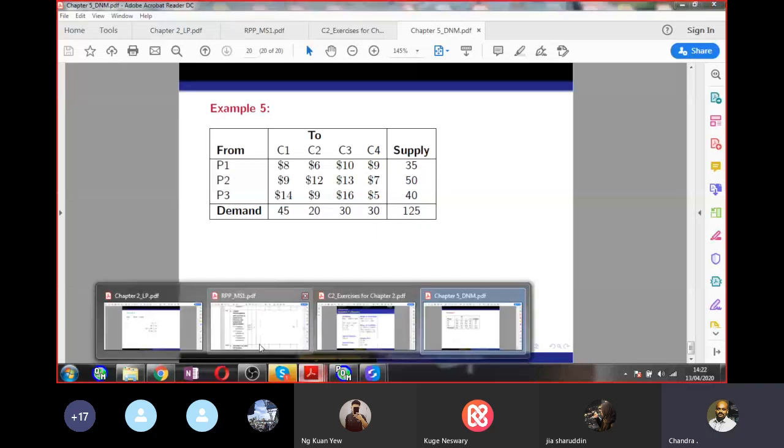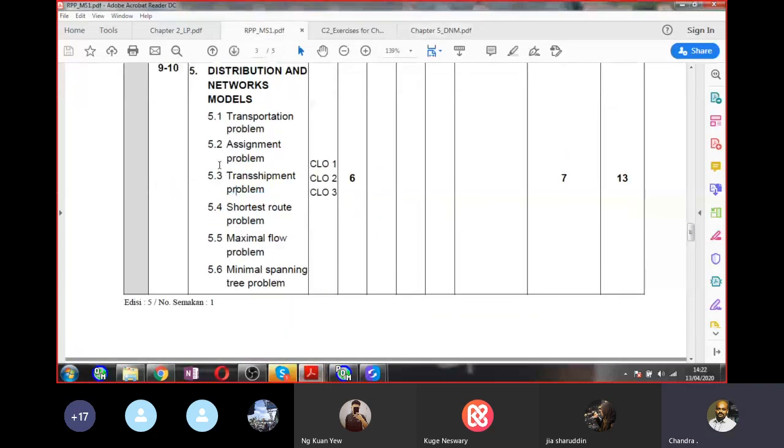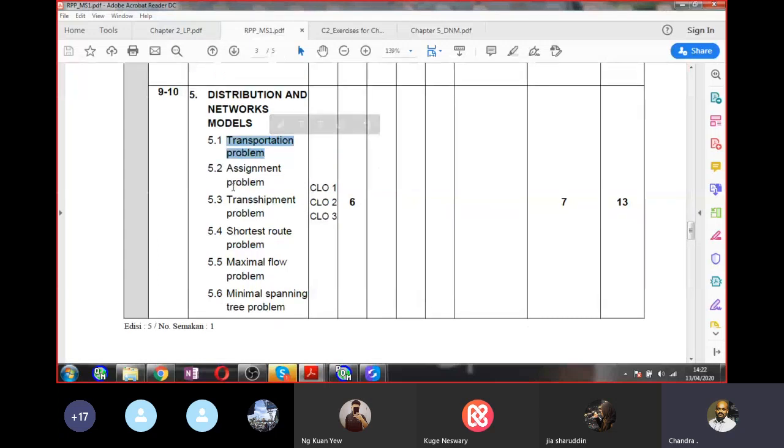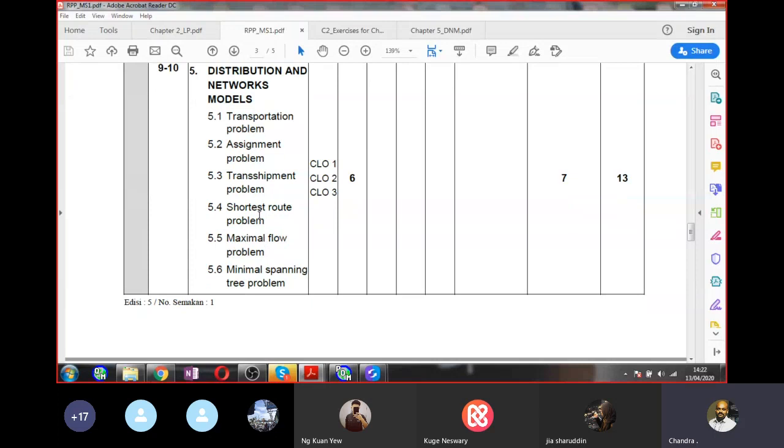Chapter 5. If you see chapter 5 here, transportation problem, I went through with you. Assignment problem, this time I never covered. Transshipment problem, covered. Whichever I covered means I have covered for your assessment and final. The one I never covered is not coming out, don't worry. So transportation and transshipment already covered.